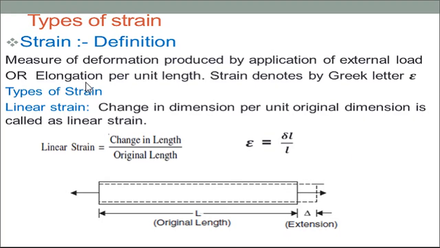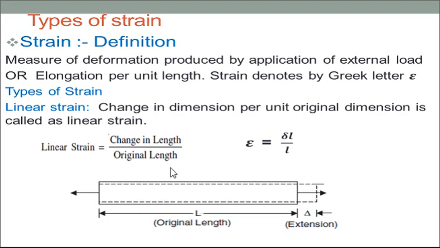So actually the strain is the measurement of the deformation. Deformation may be produced in any direction. It may be in the x direction, it may be in the y direction, or it may be in the z direction. After that we will see the different types of strain. First of all, the linear strain. Change in the dimension per unit original dimension is called a linear strain.